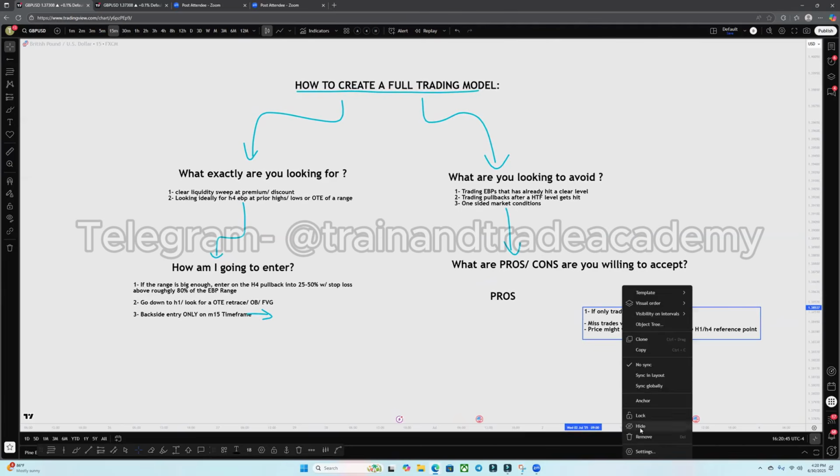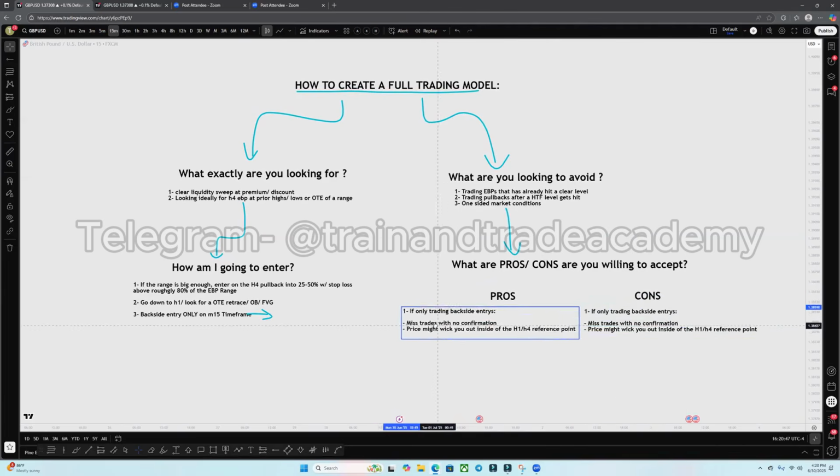And the truth of the matter is this. Let me put this as well. Now, the pros of the 15-minute, I'm sorry, 15-minute, if I'm only trading backside entries. Again, what are you going to have? These are the pros, right? Much better risk rewards, RR, tighter stops. Realistically, those are the main two pros of this, right?